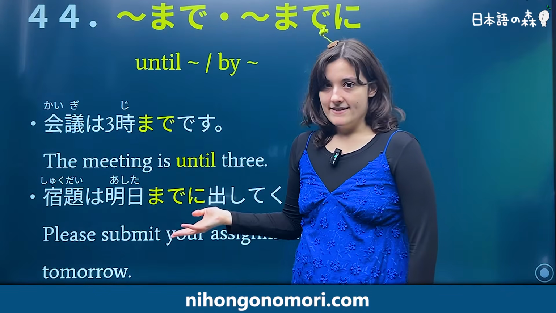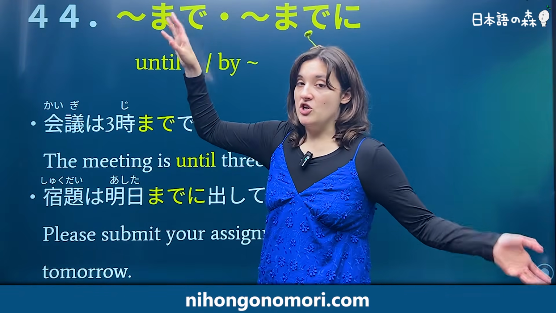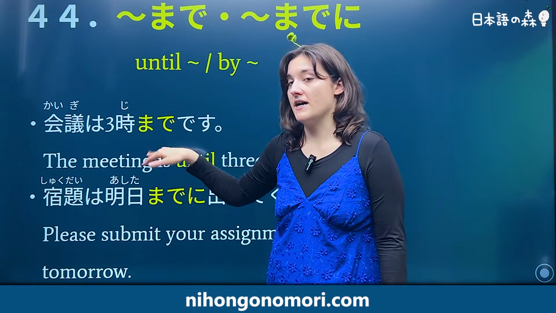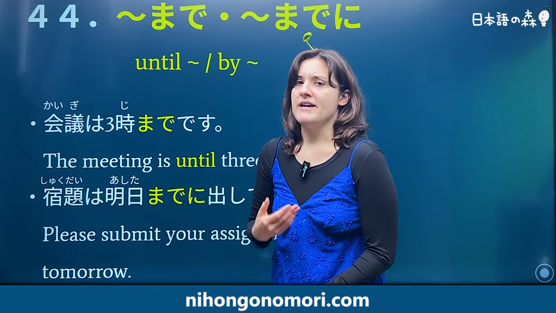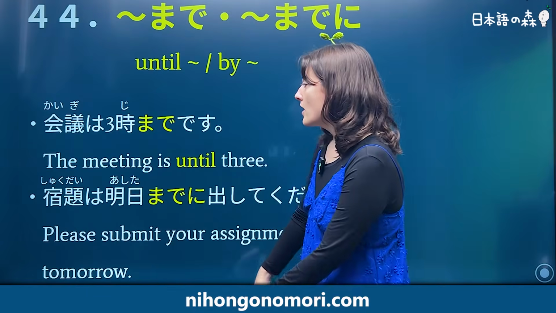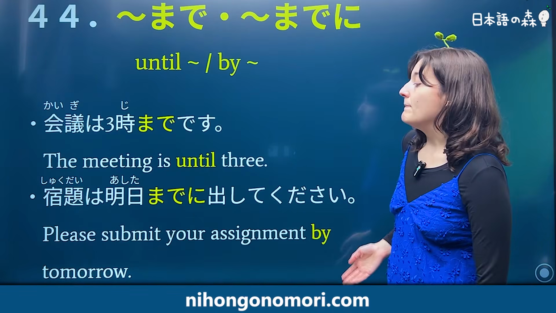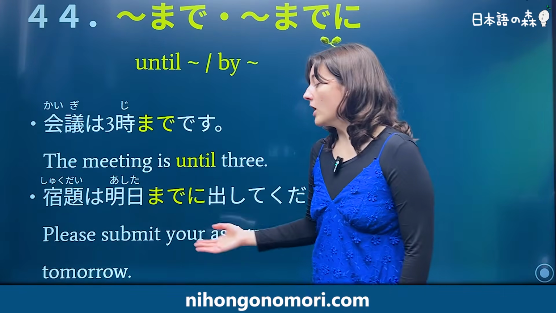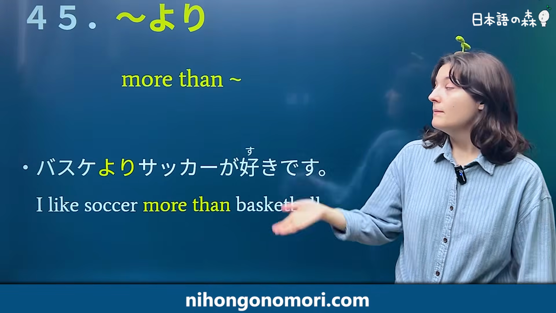会議は3時までです. So the meeting is until 3, right? So this is just describing that maybe the meeting starts whatever time it starts at, and then this is how long it'll go for. It'll end at this time. But this is not exactly saying that if it doesn't end at 3, there's going to be consequences or anything like that. It's just the planned time that it should go until. And then, 宿題は明日までに出してください. Please submit your assignment by tomorrow. So here we see までに. That means that you have to submit the homework by tomorrow, or you'll get in trouble, or you'll get a bad grade.